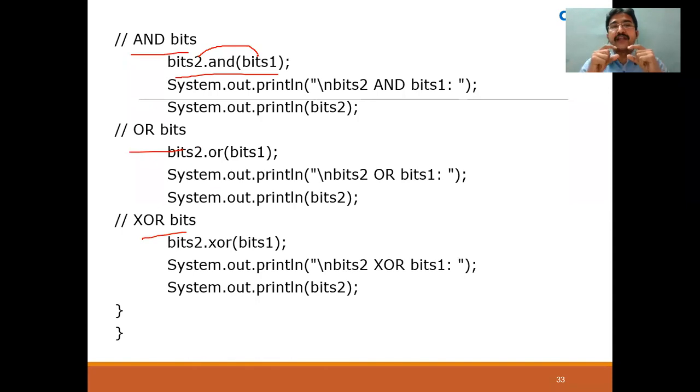Now, after performing the AND operation, where does the resultant go? The resultant goes in bitset 2. So that bitset 2 we are going to display here. So when you perform the AND operation, bitset 2 dot AND of bitset 1 means the resultant of these two after the AND operation goes to bitset 2 only.